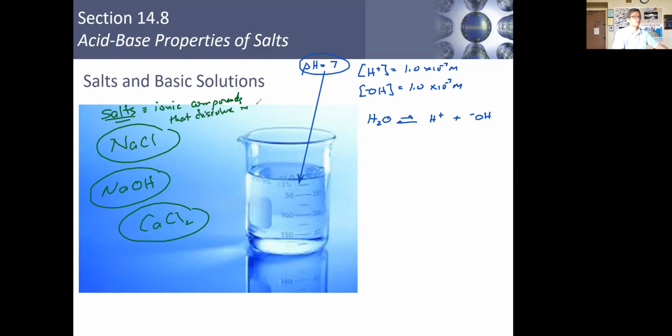If we add one of these salts into the water itself, they dissociate. They break up into their ions, with sodium chloride becoming sodium ions and chloride ions, sodium hydroxide becoming sodium ions and hydroxide ions, and calcium chloride becoming calcium 2 plus and 2 chloride ions. So what we need to take a look at is whether there is a process by which these ions interact with the water, and if there is, where would the equilibrium lie?